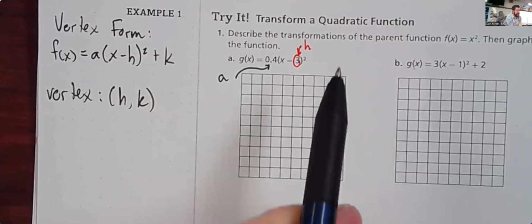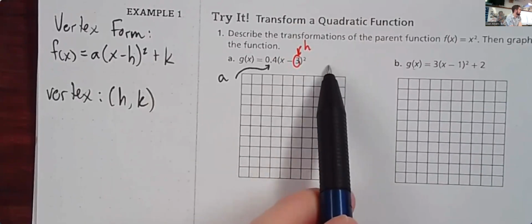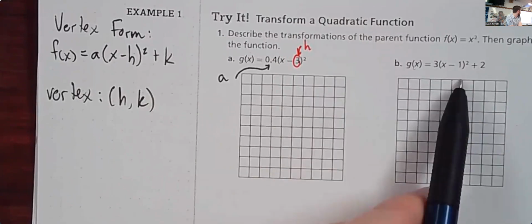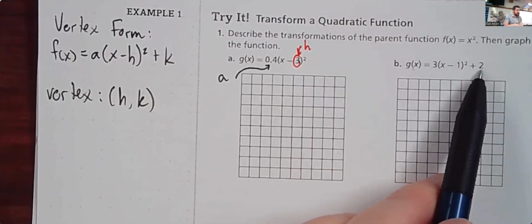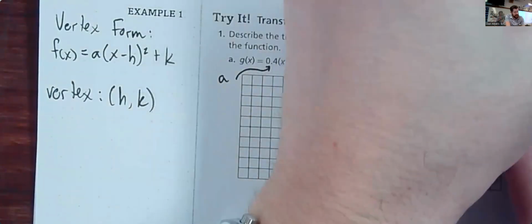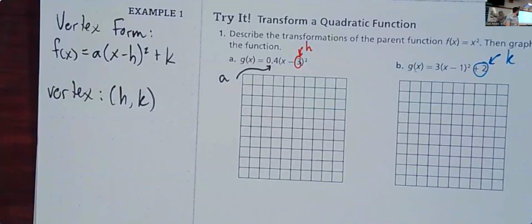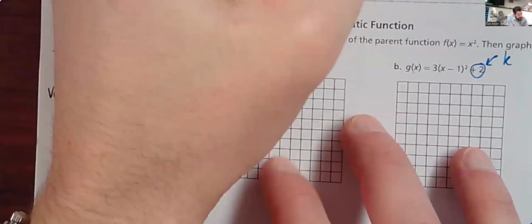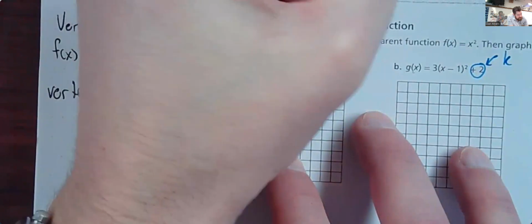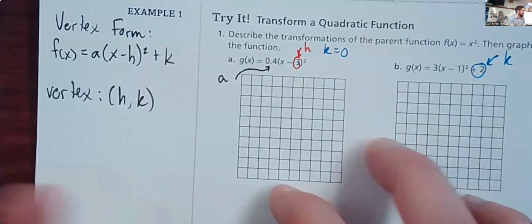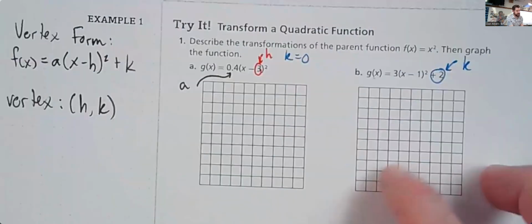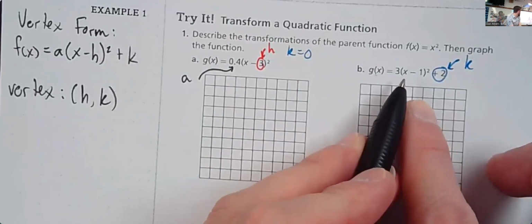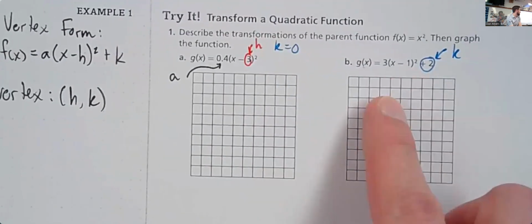If there isn't a number after your parentheses, then k is going to be 0. Over here, k is 2. So on this one, you can draw an arrow to that one and say, there's k. K is 2. But over here, k equals 0 because there's nothing after the parentheses. We can identify h and a over here as well. So what does h equal in b? Which one is h? H is 1.